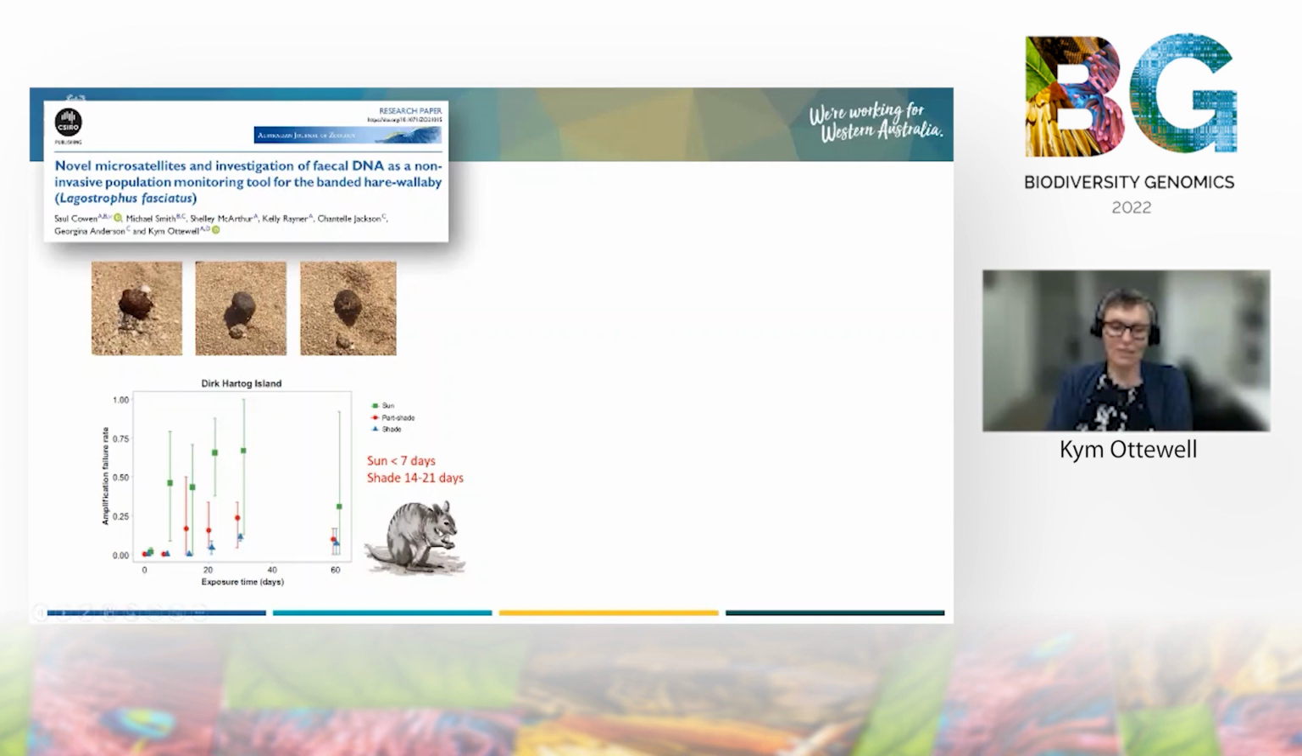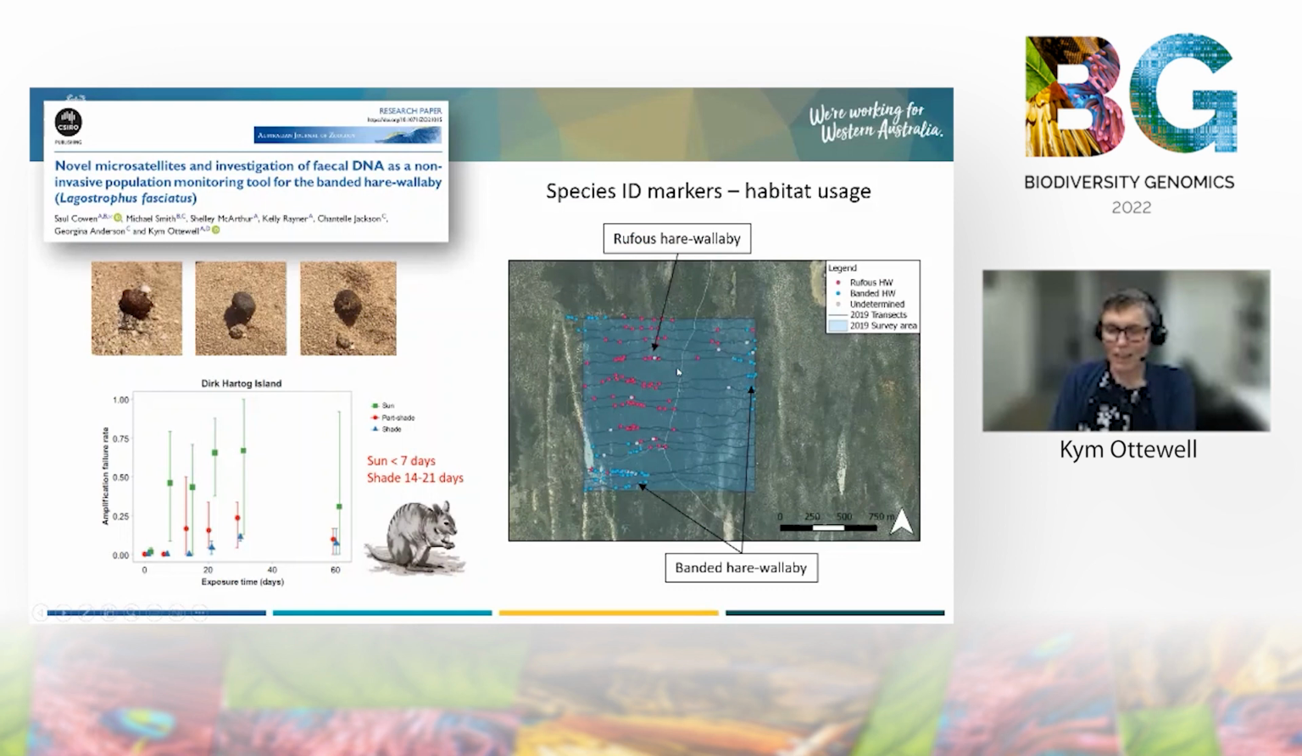For scats exposed to sun, we were only able to obtain confident genotypes from scats less than a week old, whereas for those located in shade, we were still able to obtain genotypes from scats up to two to three weeks old, which was quite pleasing to know, as we have a bit of flexibility in obtaining DNA from these samples. So we ran a pilot study to genotype scats across a large transect plot on Dirk Hartog Island.